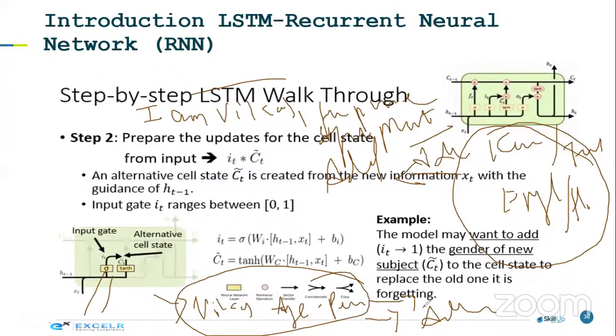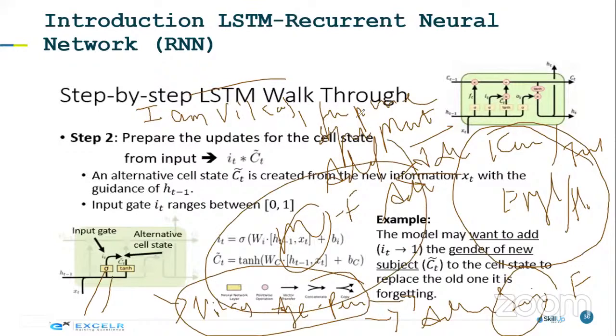So what I have to do is, whatever other things are coming up, I have to add, right? And if I am trying to talk about my sister, that means a new gender has been introduced, that is female. Till now we were talking about the male. So I have to add this gender information. That is what the input gate is doing.